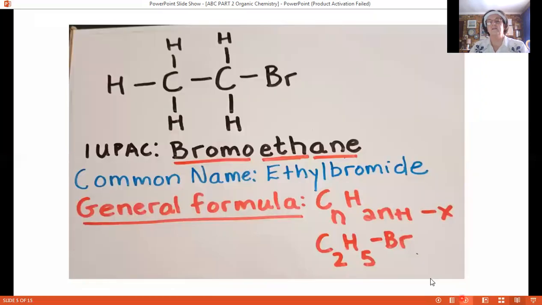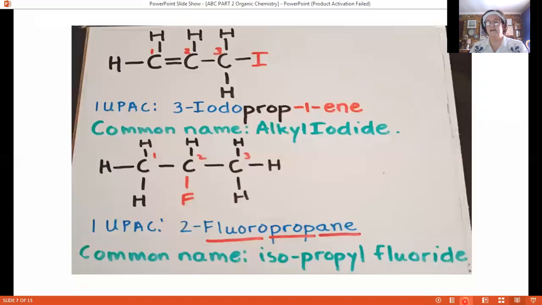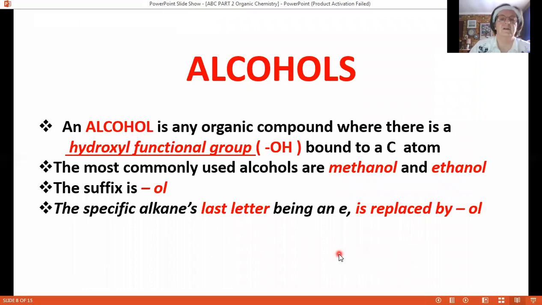So you'll see that the haloalkanes are also part of a homologous series, right? I just don't want to miss that. They also form a homologous series. Right, now we look at the alcohols.